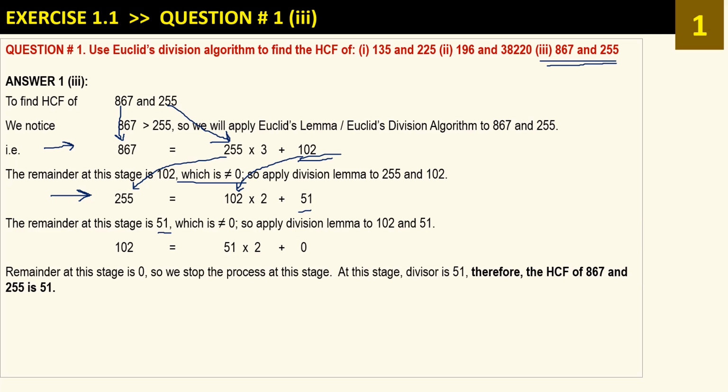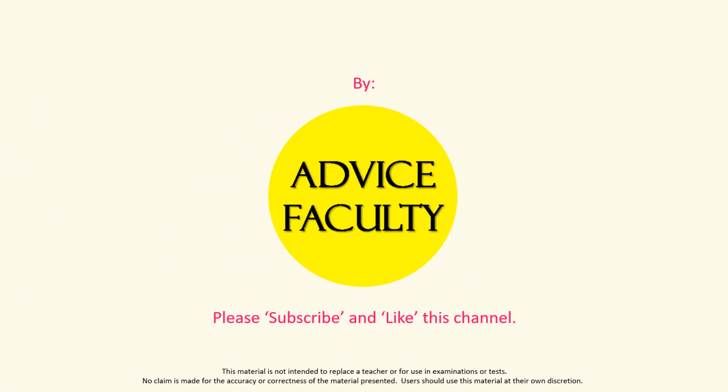Still the remainder is 51, which is not equal to 0, so we carry on this step once more. 102 reaches to the left hand side, 51 times 2 plus 0. So this time we have reached the stage where the process has to end, and we can say that the HCF of 867 and 255 is 51. So the 51 as a HCF is our answer.